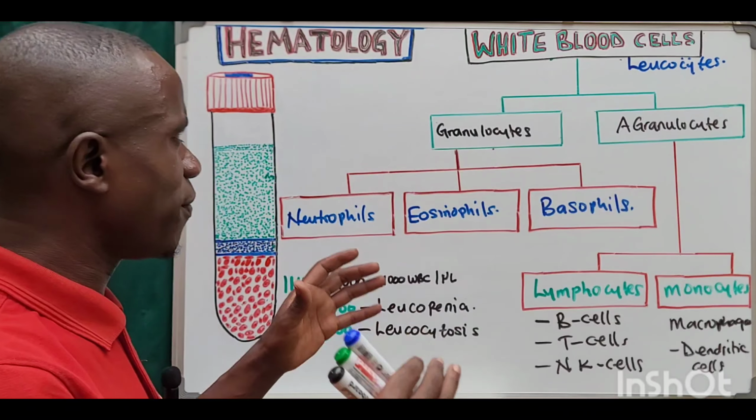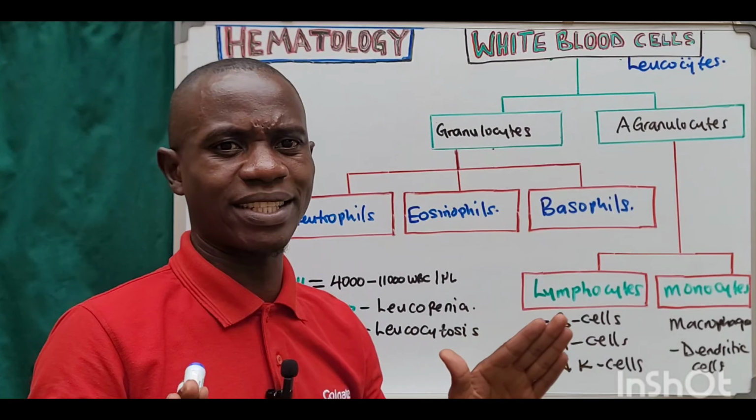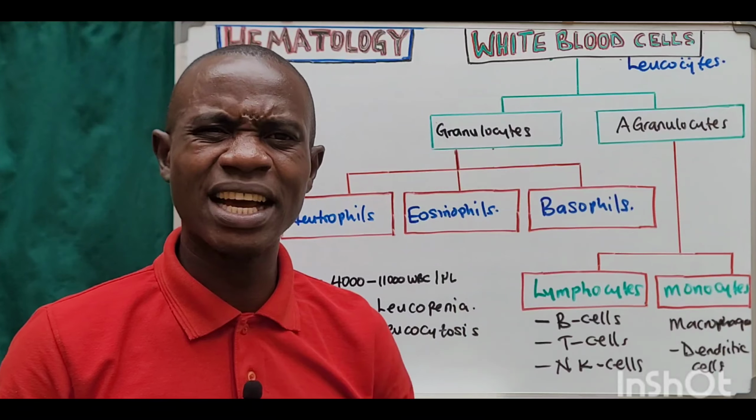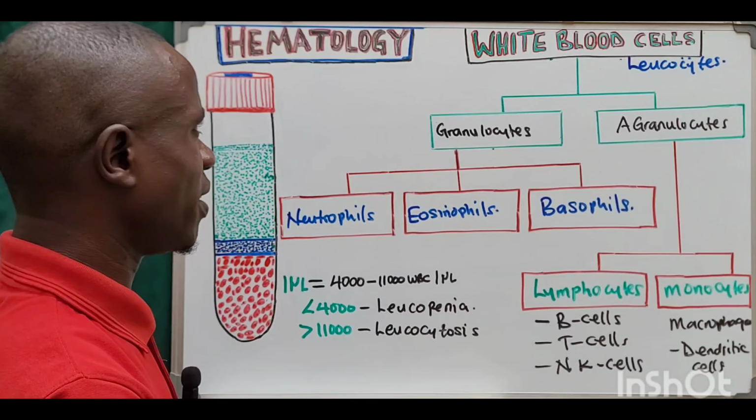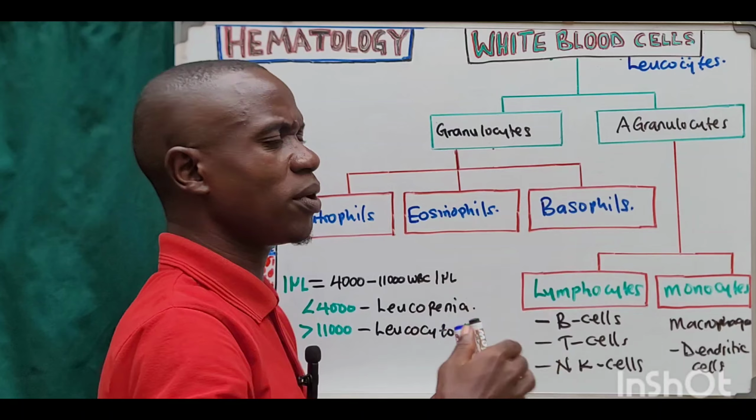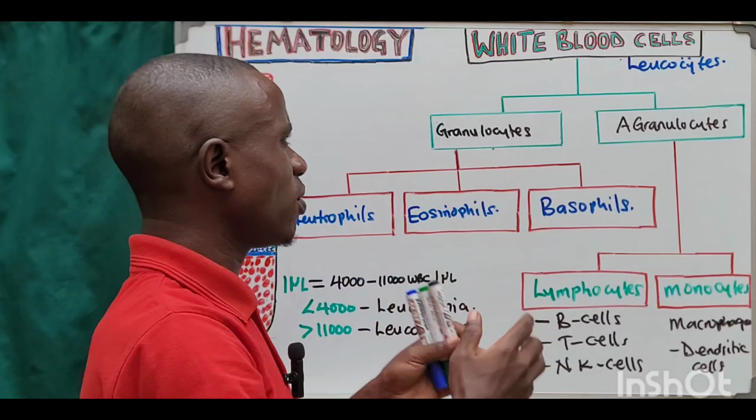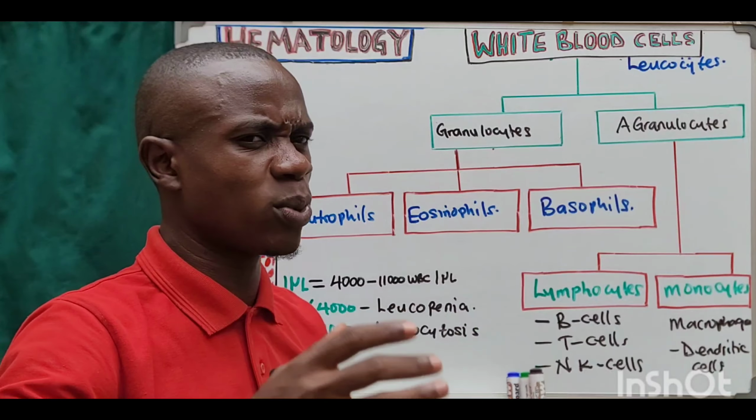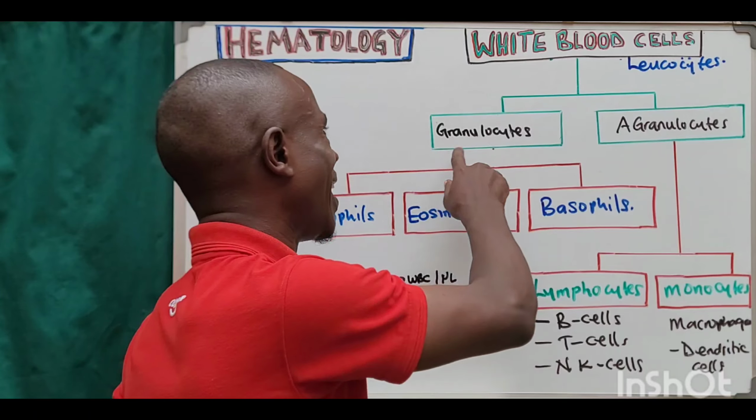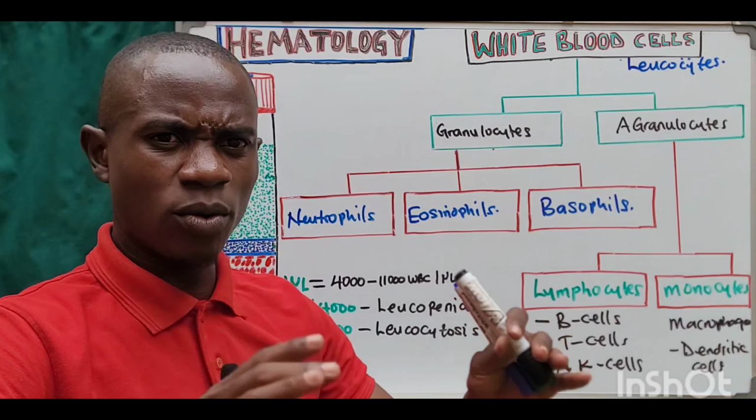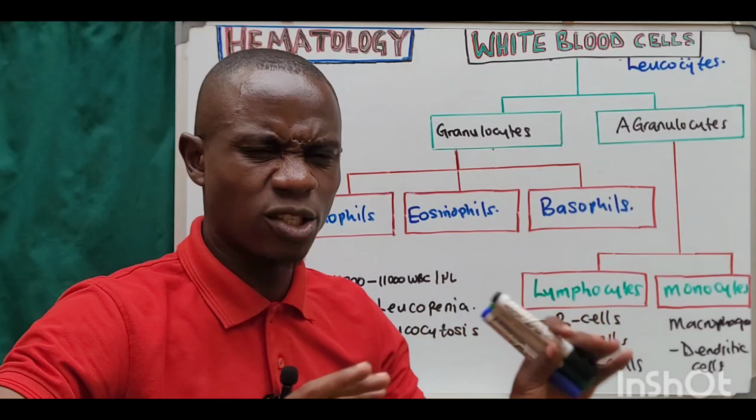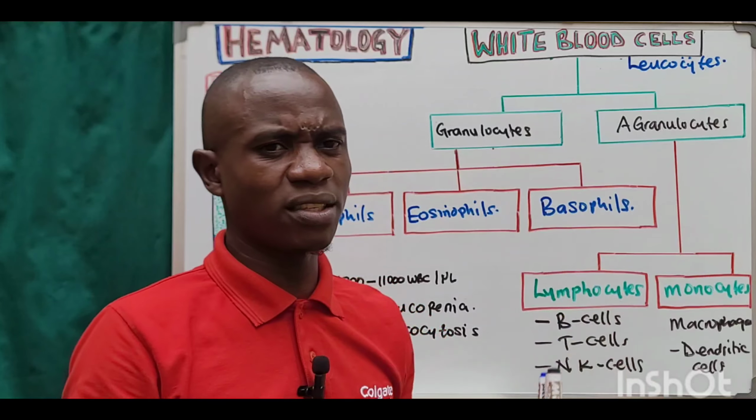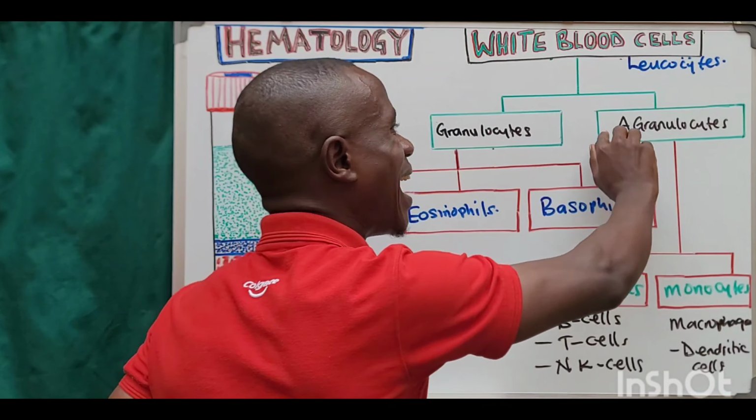Okay, so now that briefly covers an introductory part on white blood cells. Let's have a very quick recap of what we have just said. We said that white blood cells can also be called leukocytes. We have those white blood cells that have visible, specific granules, which we call the granulocytes. And we also have those white blood cells that have non-specific granules, which are not so visible. We call them the agranulocytes.